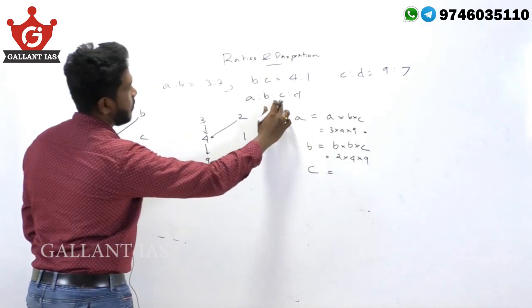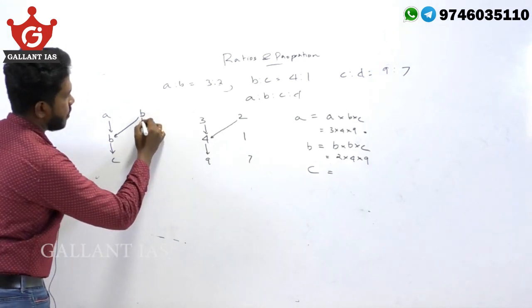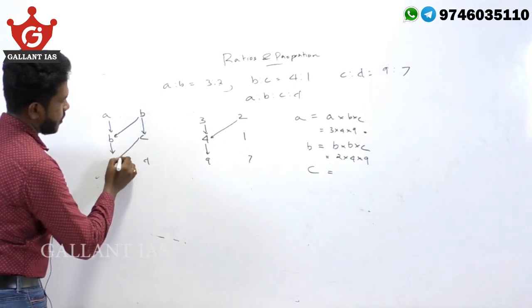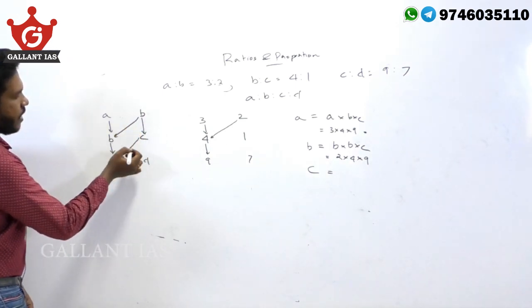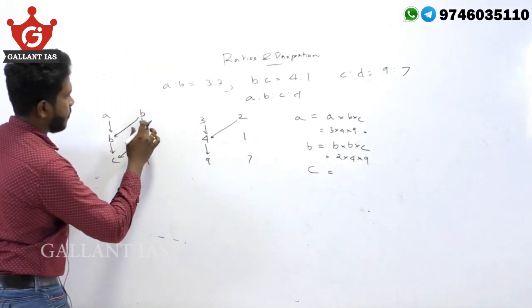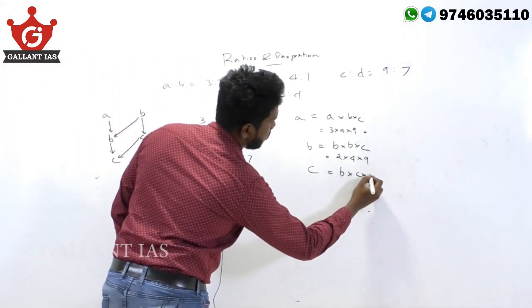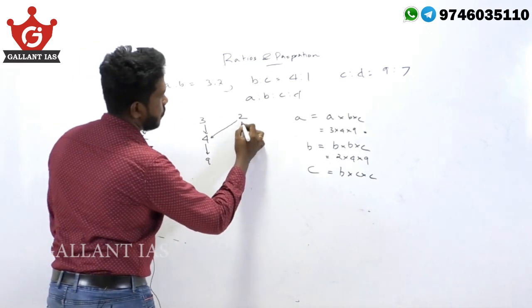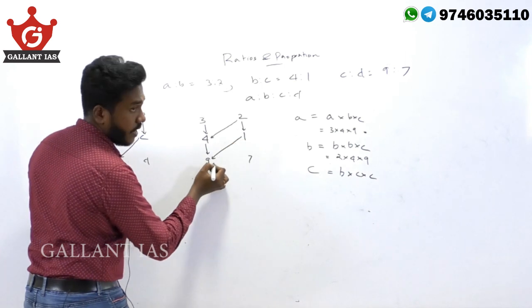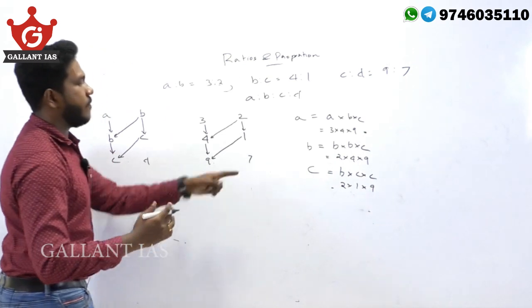Now our next step is to find the value of C. In order to find the value of C, from B go downwards. That is B into C. Then comes to C. Okay. That is a parallelogram. These two arrows are parallel. So what's the value we will be getting here? B into C into C. So here look, 2 into 1 into 9, right? We got the value of C.